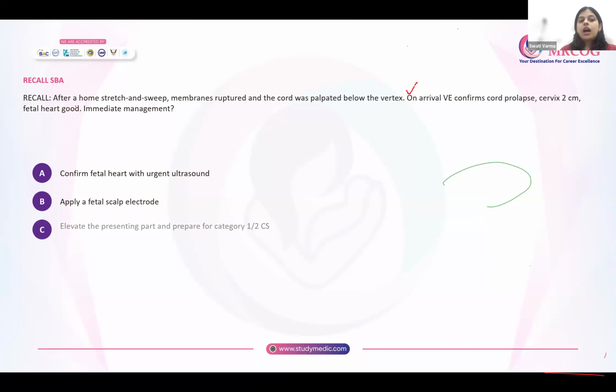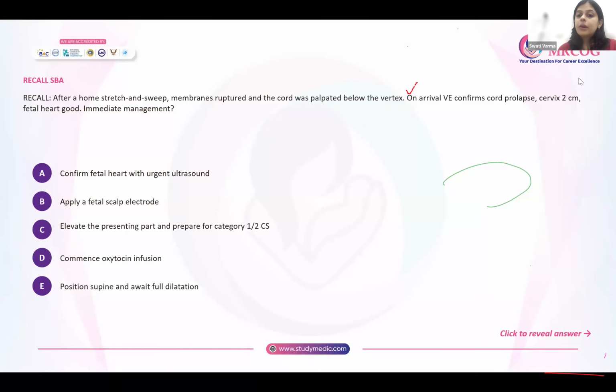Next question. After a home stretch and sweep, membranes ruptured and the cord was palpated below the vertex. On arrival, vaginal examination confirms cord prolapse. Cervix is 2 centimeters and fetal heart rate is good. Now, cord prolapse with normal FHR demands category 2 cesarean section. So we will look for a similar option. What will we do next?